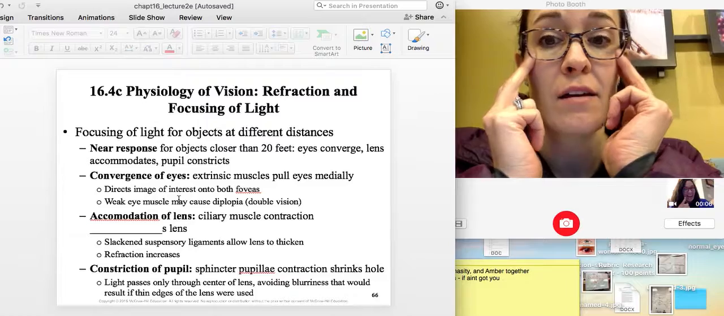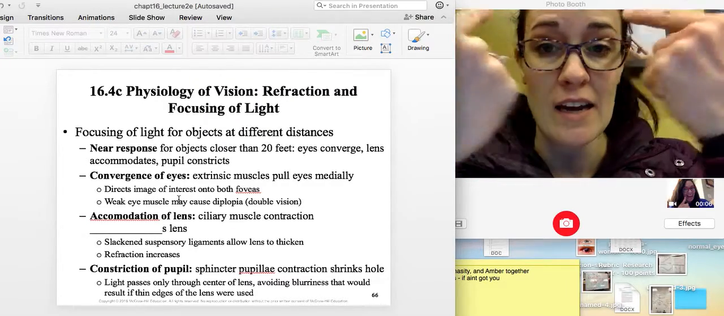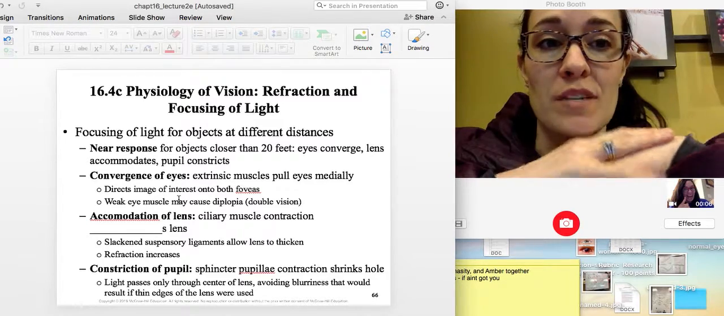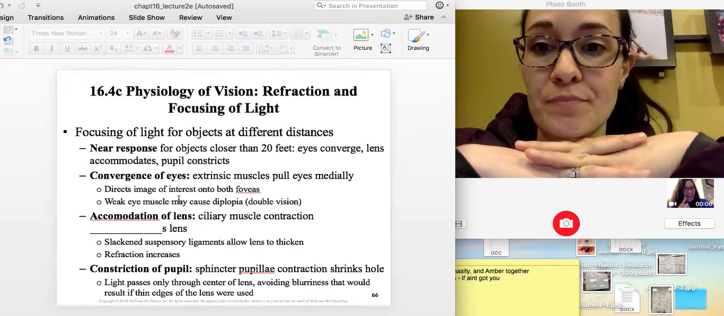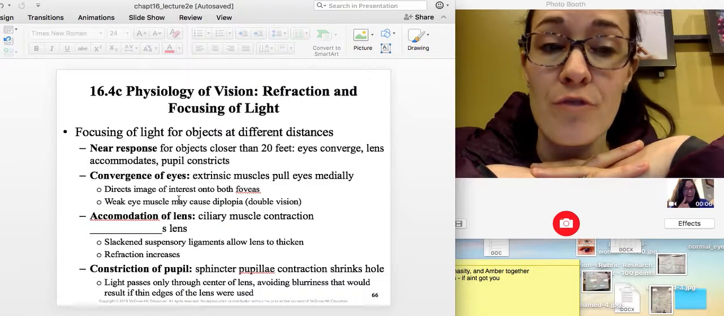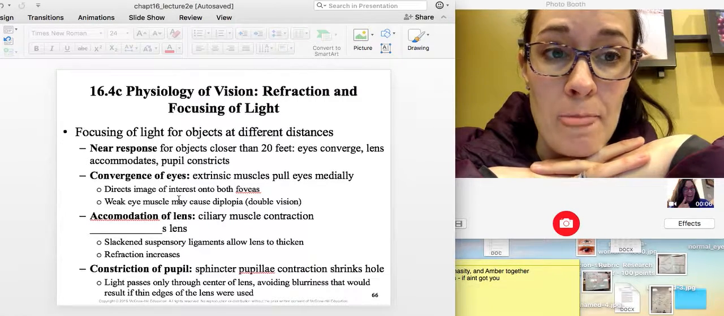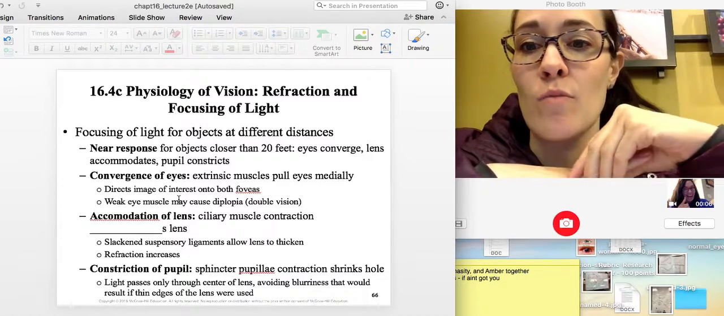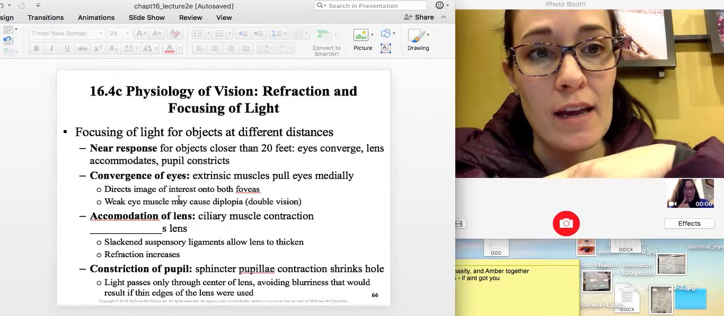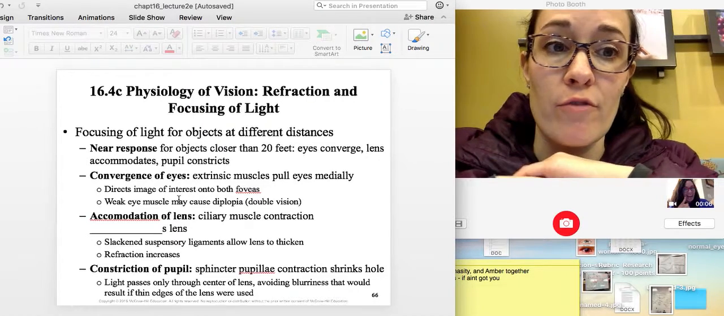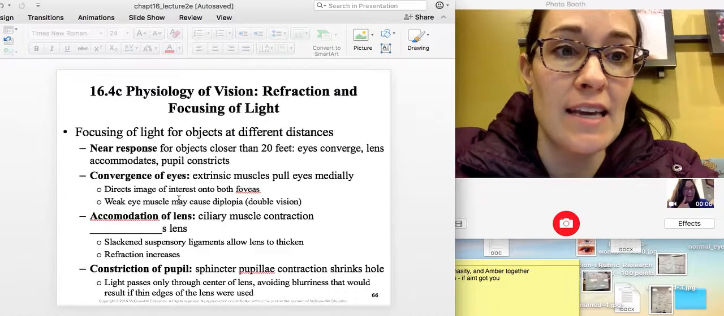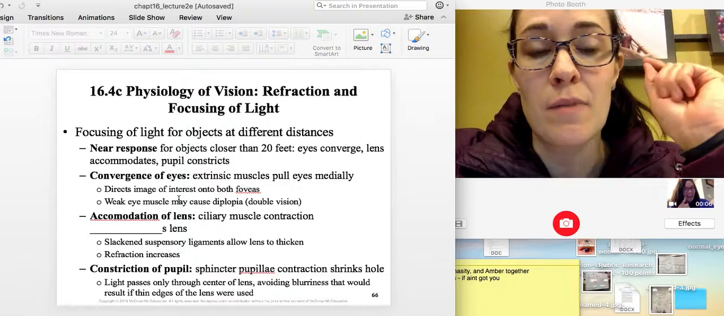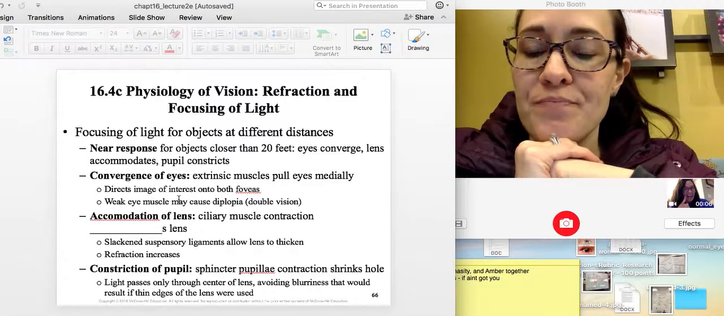The first is convergence of the eyes. The extrinsic eye muscles pull the eyes inward. If the object is really close, you're going to look cross-eyed. The idea is to refract the image even more because you're so close to it. You need to bend the light even more. If the eye muscles are weak, it's really hard to converge. Somebody that has a lazy eye has trouble doing this because the muscles around it are weaker.